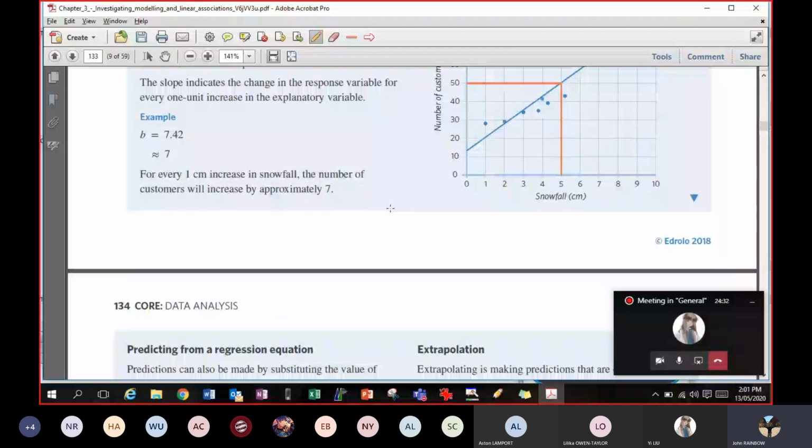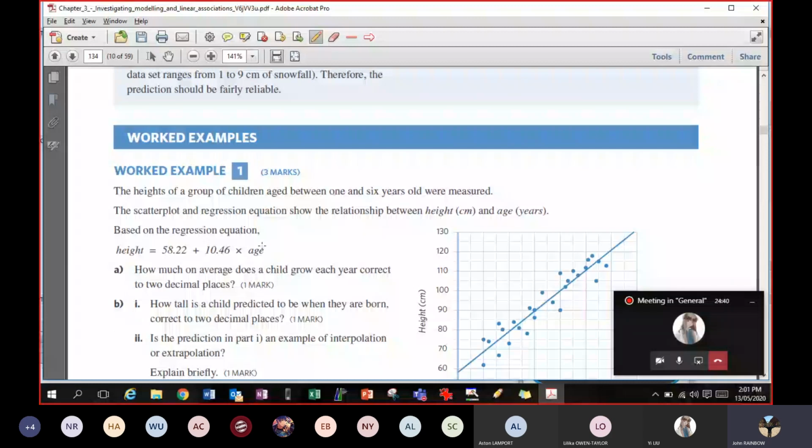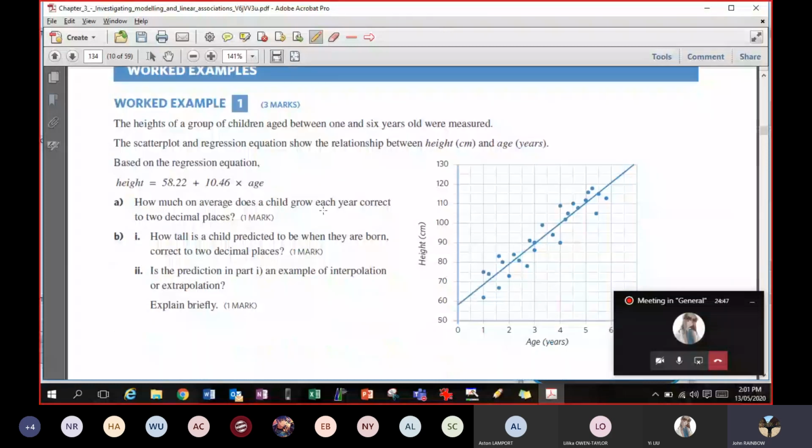Alternatively, it gives you an equation, height and age, and the question is how much on average does a child grow each year, correct to 2 decimal places? Well, that would be the gradient, right? Because we're saying each year how much they go up by. I will touch on this because there is a specific way we need to write this. This is very literacy focused. I'll give you exactly how to do it: for every year older a child gets, they will grow 10.46 centimeters. So it would be basically like that.